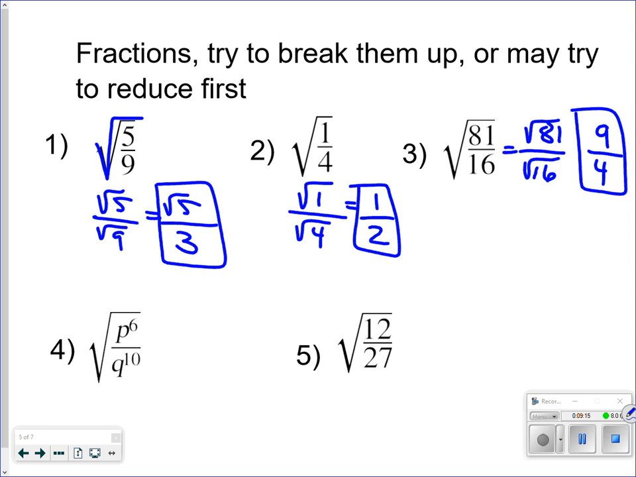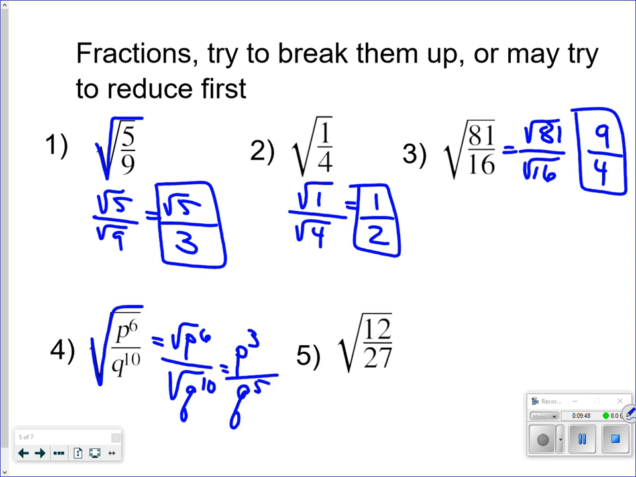Number 4. Square root of p to the 6th over q to the 10th. These are letters, but that's okay. You can break apart instead of 1 great big radical. You can write this as 2 little baby guys. Square root of p to the 6th over square root of q to the 10. Each one of those is an even number. That means they're both doable. What's half of 6? 3. And what's half of 10? Q to the 5th. Done.